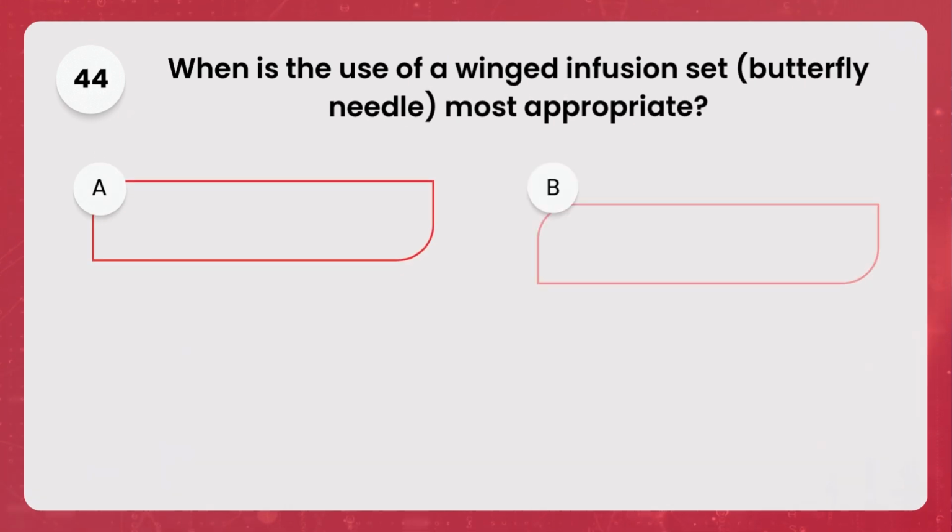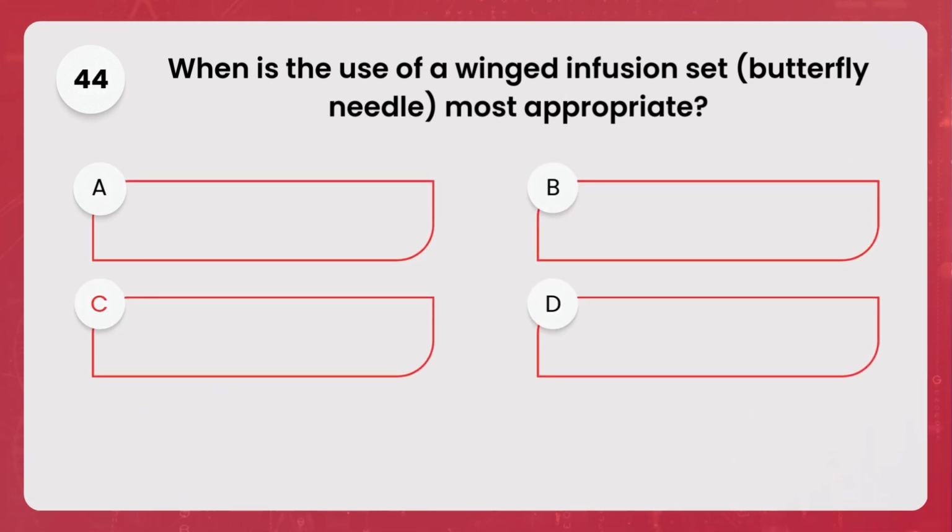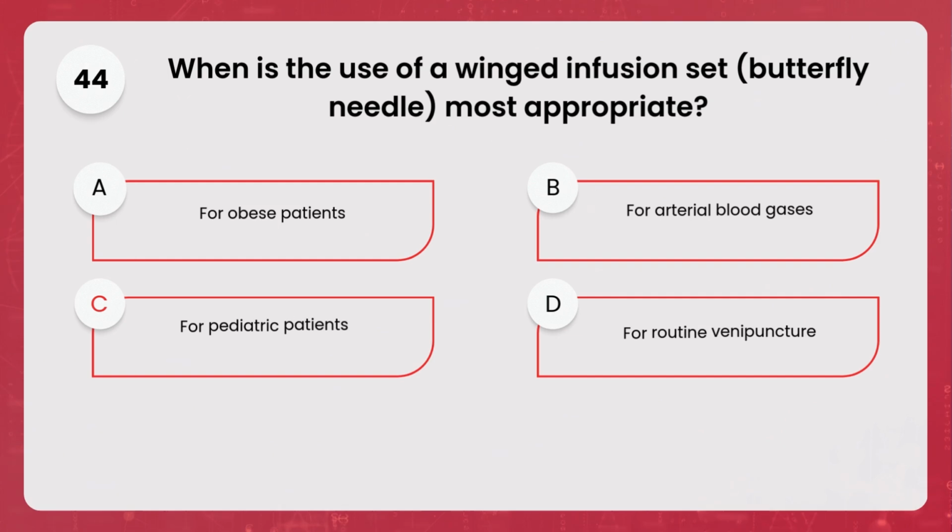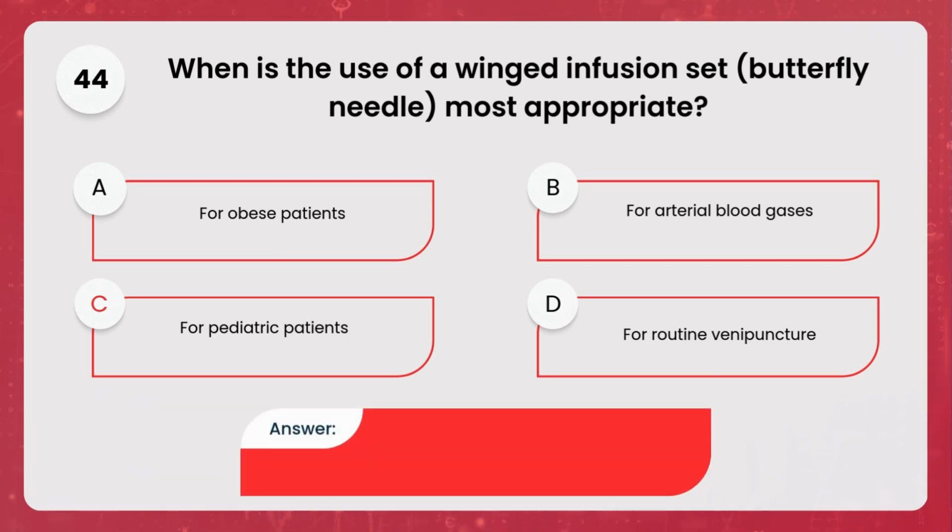Number 44. When is the use of a winged infusion set, a butterfly needle, most appropriate? A. For obese patients. B. For arterial blood gases. C. For pediatric patients. Or D. For routine venipuncture. The answer is C.